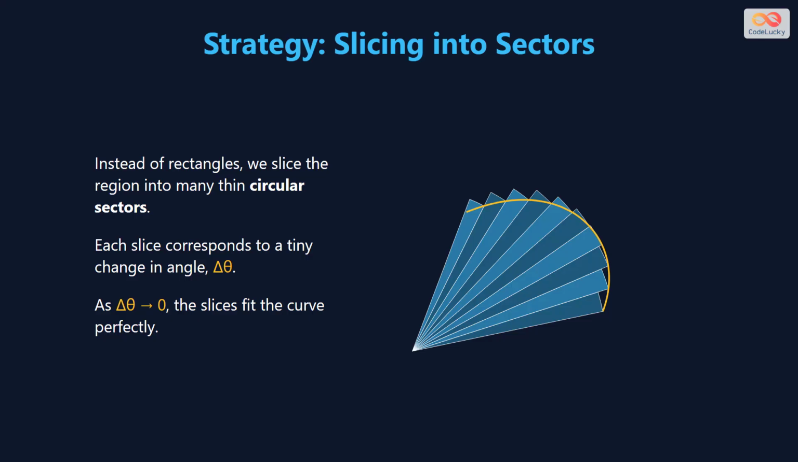To solve this, we use the strategy of slicing. We divide the entire region into many thin wedges radiating from the center. These wedges look very similar to the circular sectors we just reviewed.